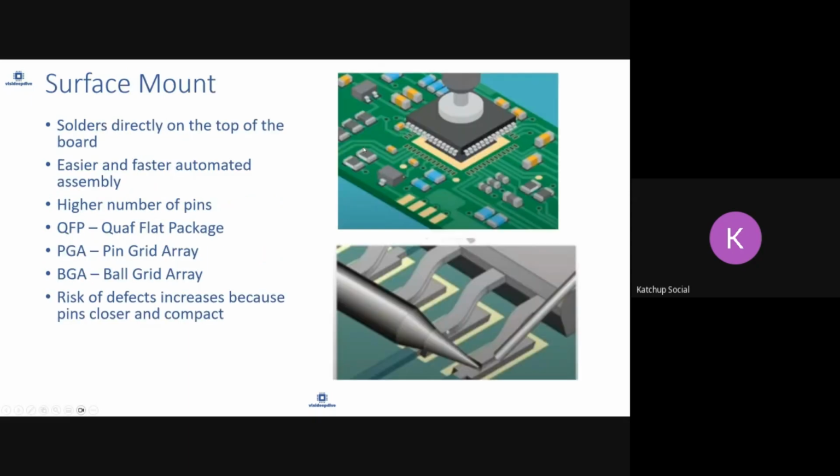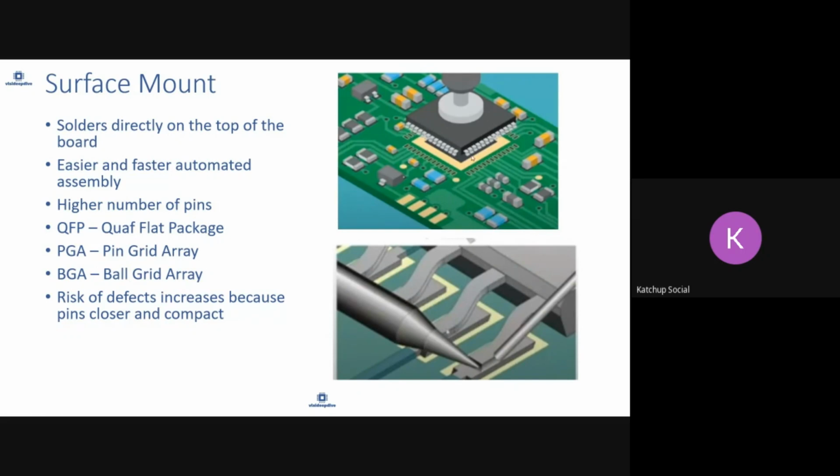Then new packaging technology came in, which was surface mount. It solders directly on top of the board. It was easier, and for machine-based assembly it was also faster, and it allowed an increase in the number of pins. There were a few technologies developed over the years for this kind of surface mount: QFP, quad flat package; PGA, pin grid array; and BGA, ball grid array.